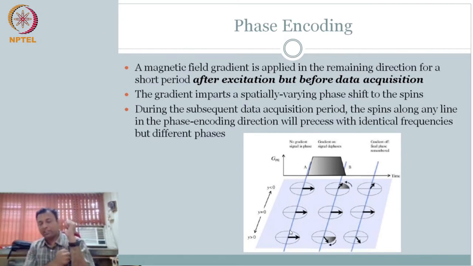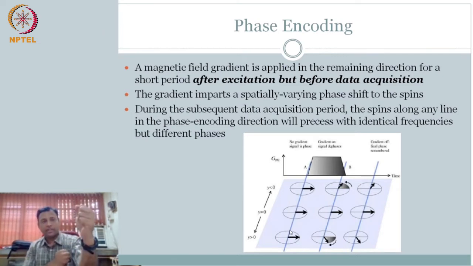What happens if the field strength is changing? It is going to start to precess slightly slower or slightly faster. When it is slightly slower or slightly faster, what is going to happen? Everything was in phase. I'm making some guys slow, I'm making other guys fast. That means the phase is going to change. But I switch off the gradient, right?